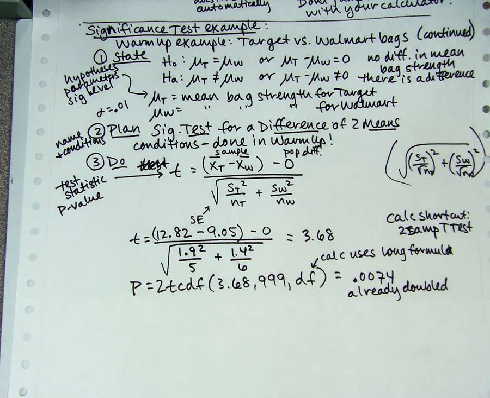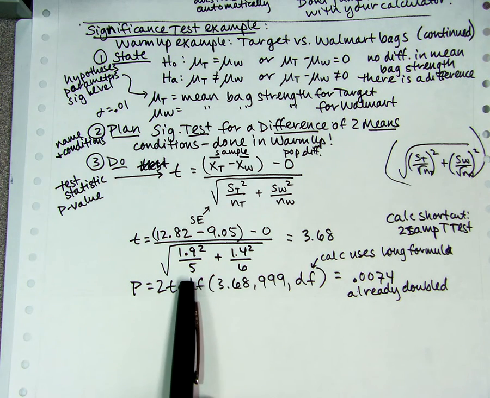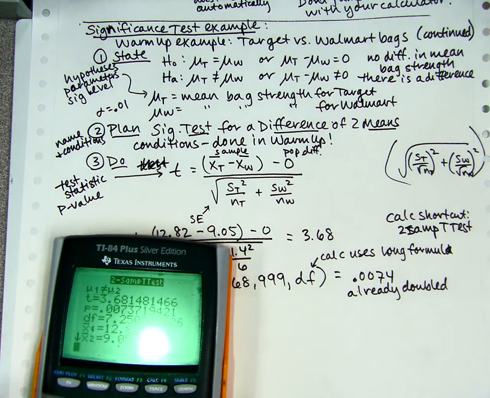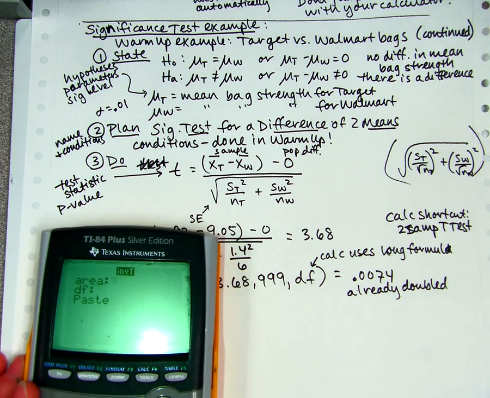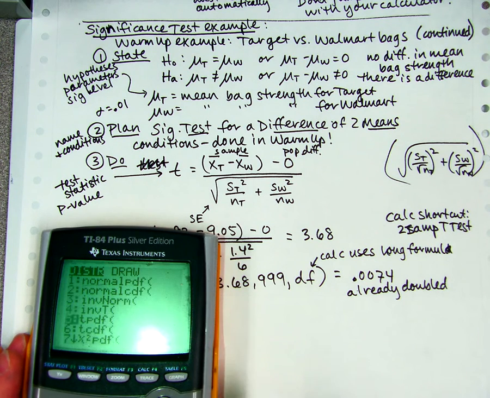If you're choosing to do it without the graphing calculator, or if you don't have a graphing calculator, then you're going to do the conservative approach and use a DF of the smaller one of these, 5 minus 1, and then you'll get a slightly different p-value. I'm just curious how that comes out, but I'm not going to write it down because it might confuse people. So just out of curiosity, if you do the conservative approach, you get 3.68. And, oh wait, that's inverse t. I don't want inverse t. I want TCDF. Let's do that again.